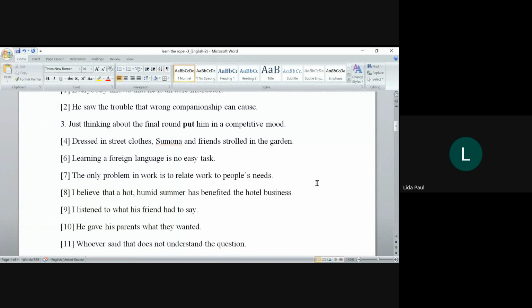Next one. The eighth one is, I believe that a hot, humid summer has benefited the hotel business. I believe that a hot, humid summer has benefited the hotel business.